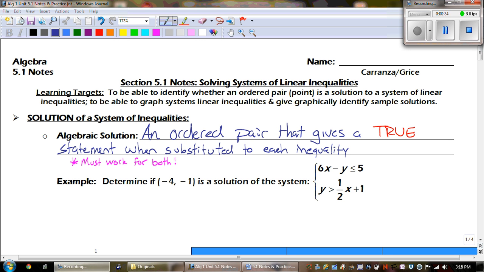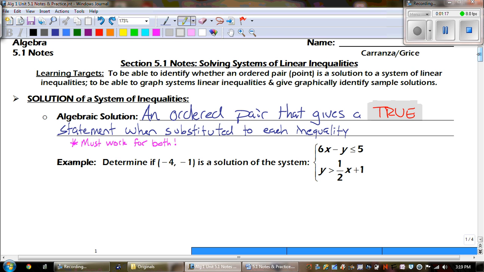So the first one, a solution of systems of inequalities. An algebraic solution is an ordered pair that gives us a true statement when substituted into each inequality. My little note right there is it must work for both of them. So an ordered pair that gives a true statement when substituted into each inequality, and it must work for both. I'm not going to spend a lot of time on the definition, so if you need more time, hit pause.